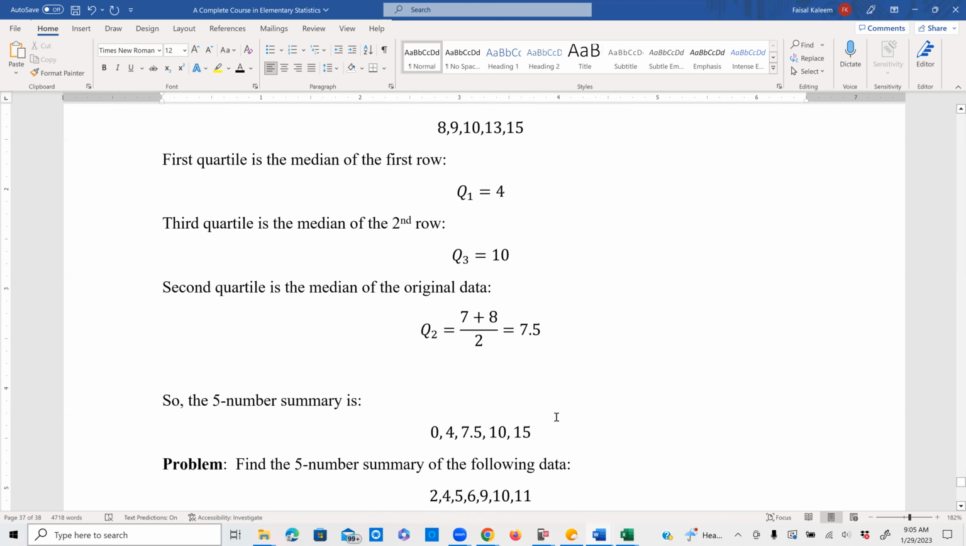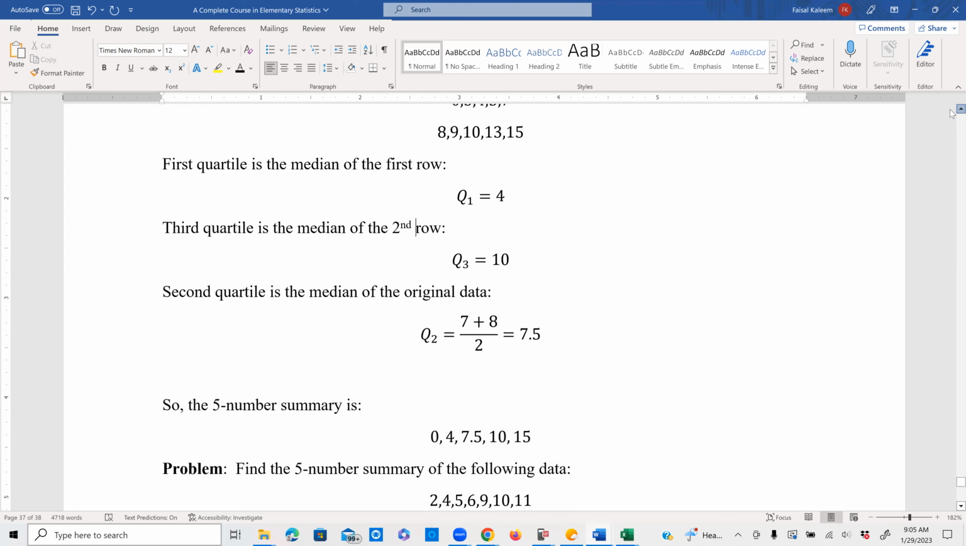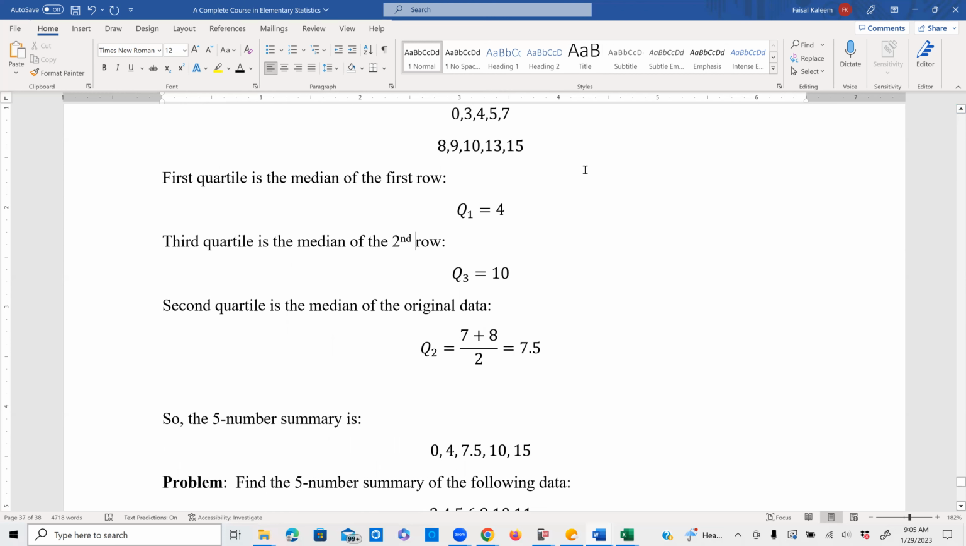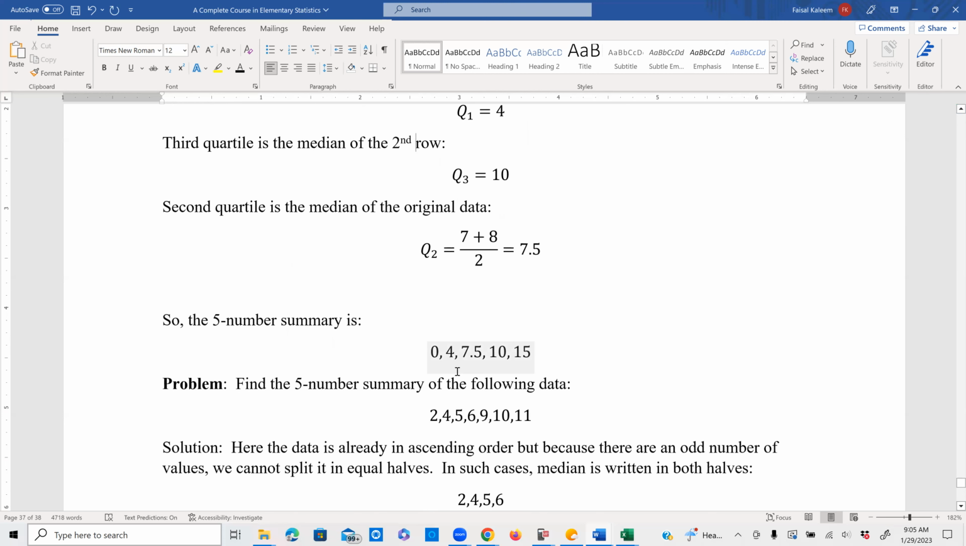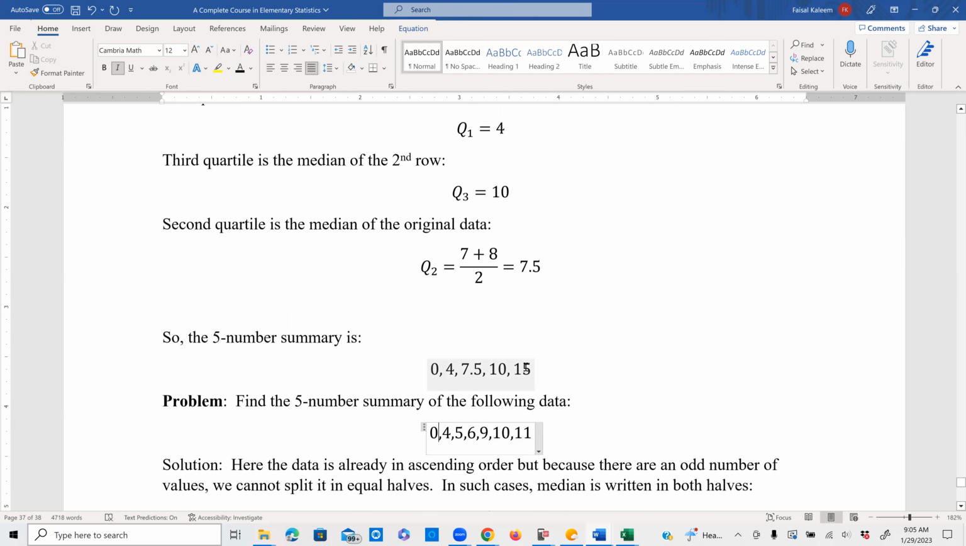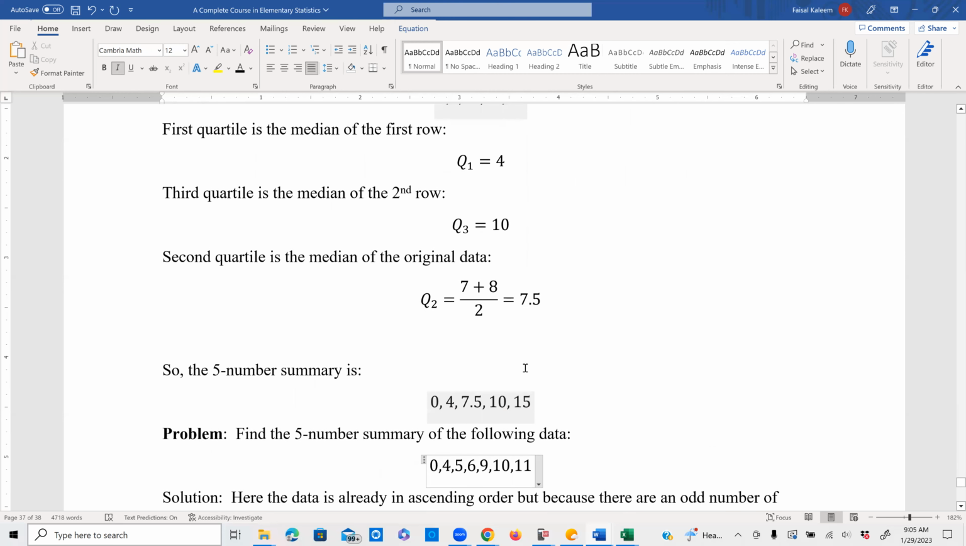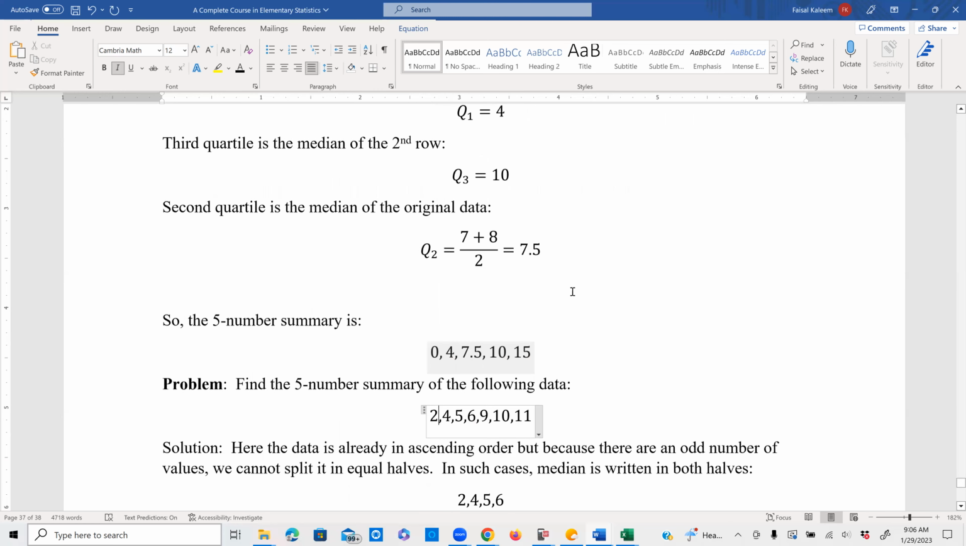So the 5-number summary: you first have the minimum. The minimum was 0. So the 5-number summary would be 0 to begin with. And then we have Q1. Q1 is 4. The second quartile is 7.5. The third quartile is 10, and the highest was 15, as we can see here.